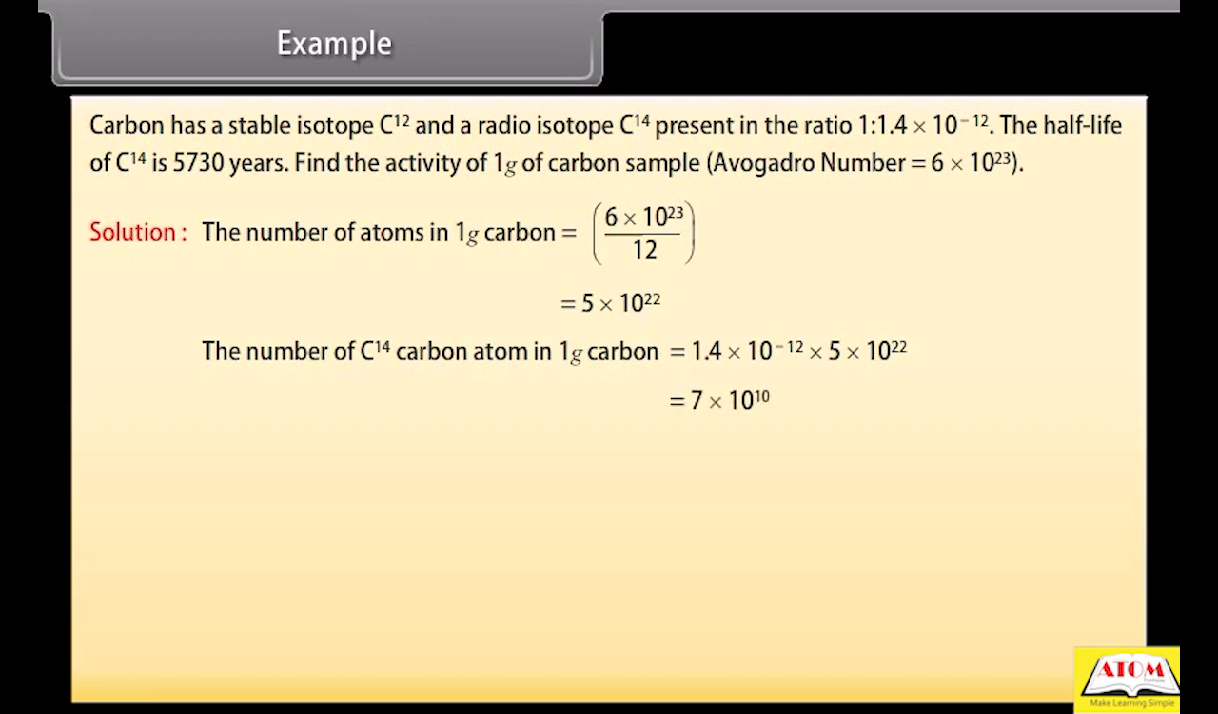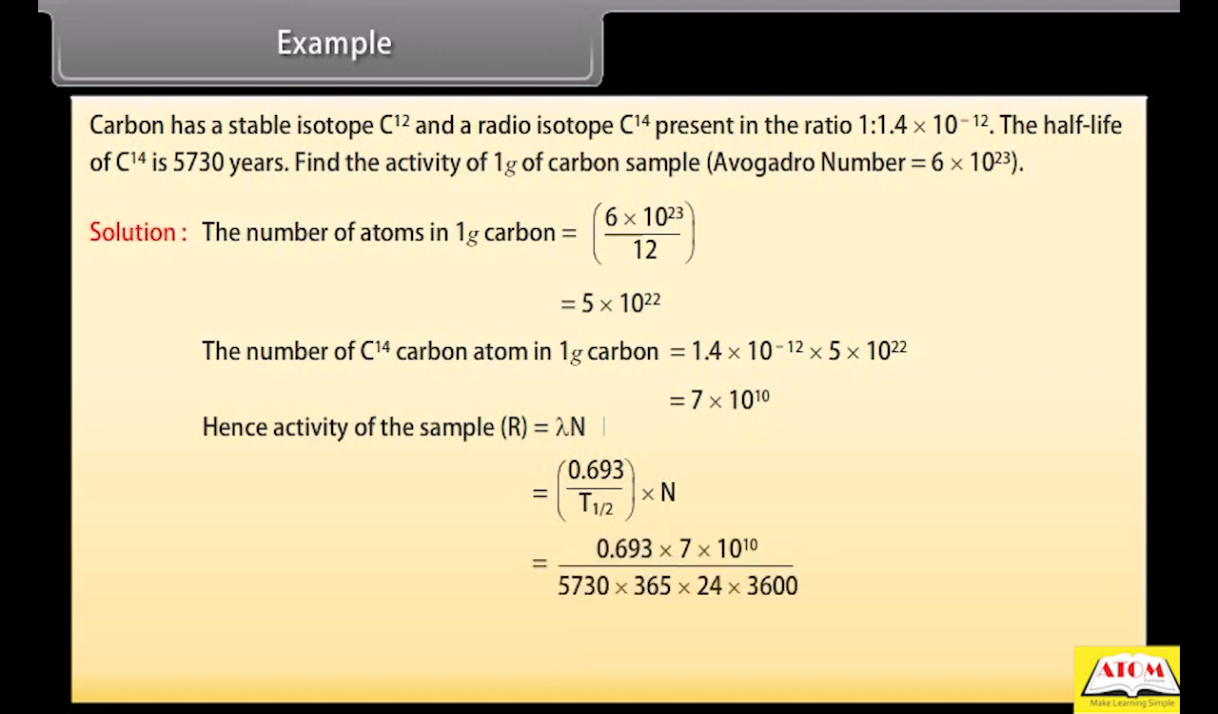Hence, activity of the sample R is equal to λN, which is equal to 0.693 by t½ into N, which is equal to 0.693 × 7 × 10^10 divided by 5,730 × 365 × 24 × 3,600, which is equal to 0.26 per second per gram. Approximately 16 per minute per gram.